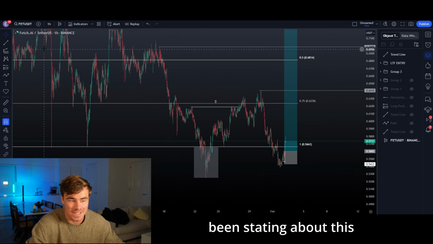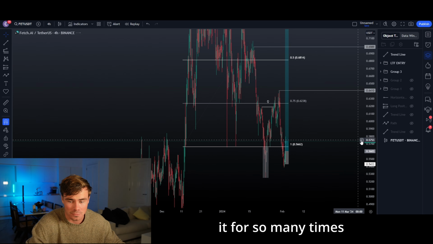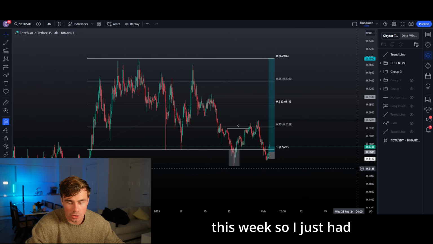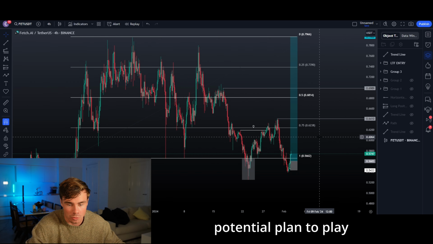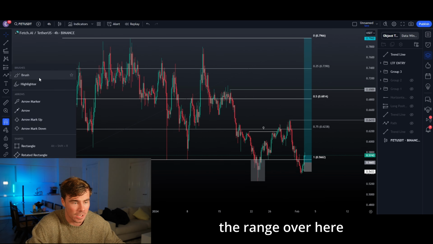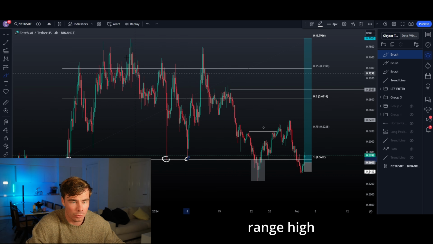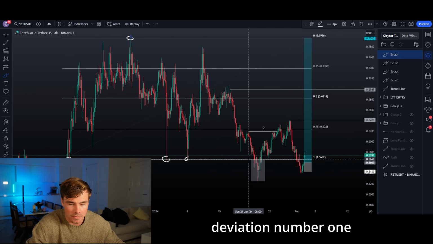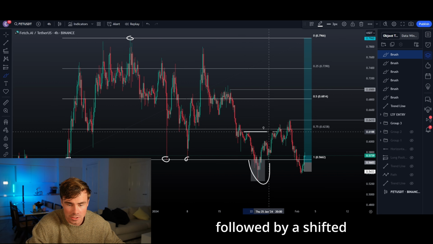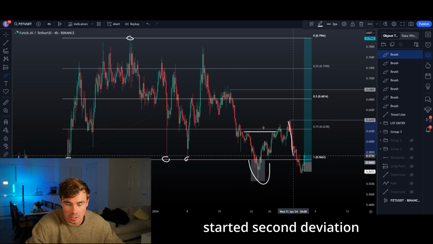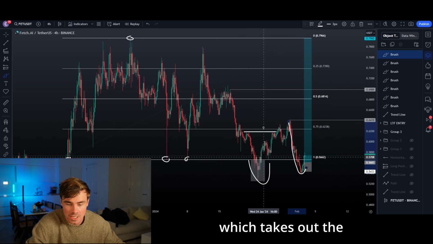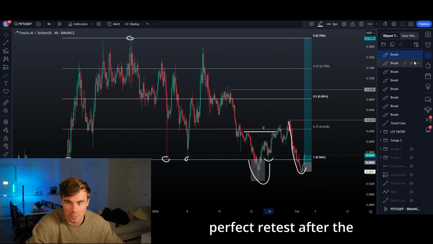My higher time frame plan for FET was so clear and obvious. I've been talking about this so many times this week, so I just had to anticipate this potential plan to play out, in which we have the range over here, range low pivots over here, as you guys can see, range high pivot over here, deviation number 1, followed by a shifted structure, and then we start a second deviation, which takes out the perfect retest after the first deviation.